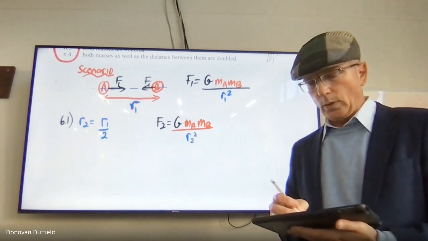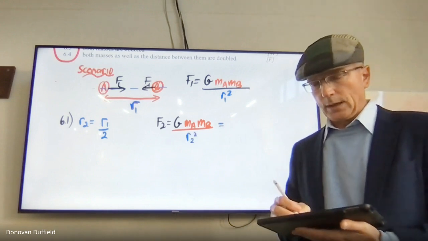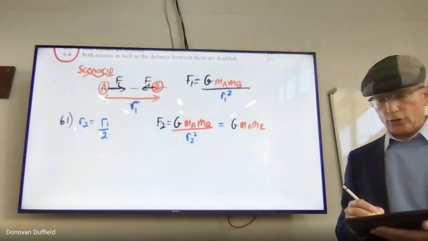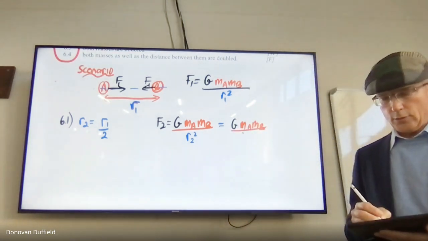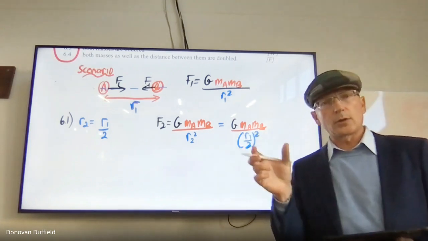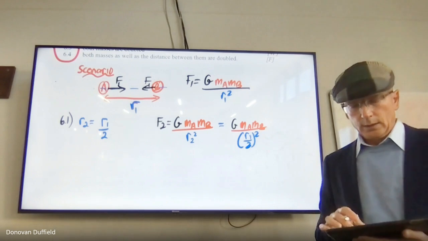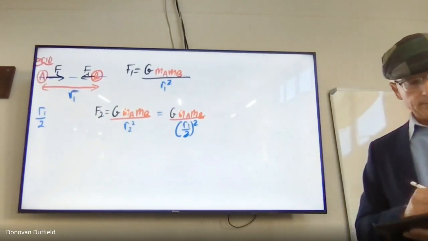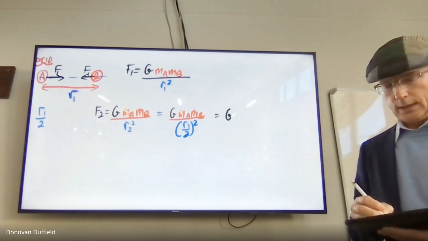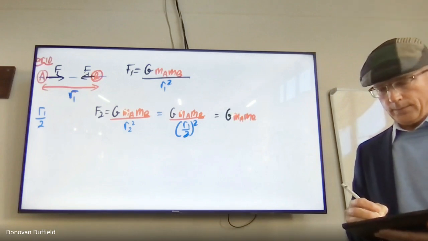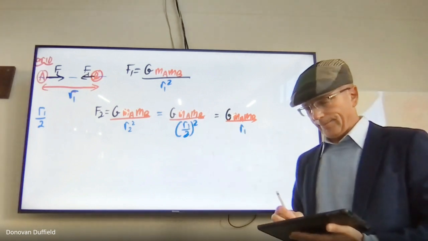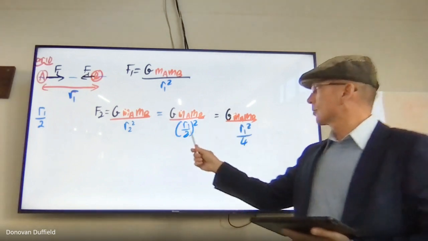But what is radius 2 squared? Well, we've got G, MA, MB, that hasn't changed. Radius 2 squared is radius 1 over 2 squared, because the distance between the two has been halved. So what this results in is G, MA, MB over R1 squared over 4, because 2 squared is 4.